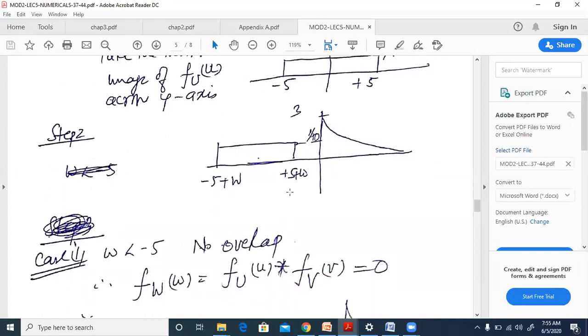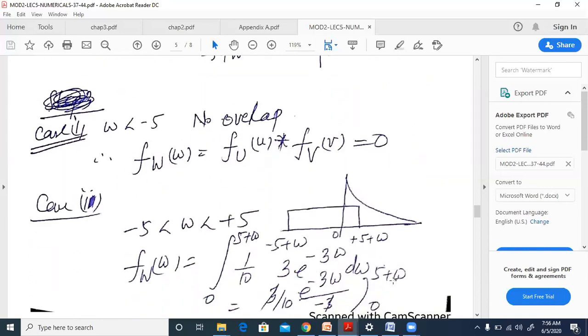Now, till the time this point matches this, there won't be any overlap. That means this point matches this means w equal to minus 5. Till the time w is less than minus 5, there won't be any overlap, and hence convolution will be equal to 0.